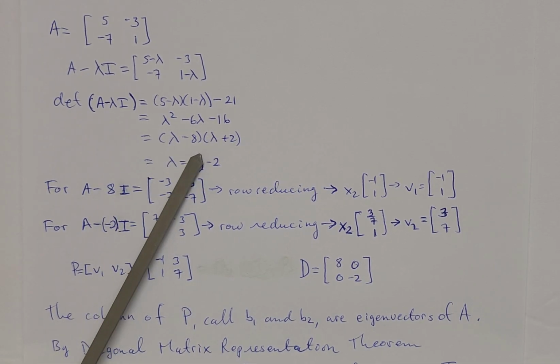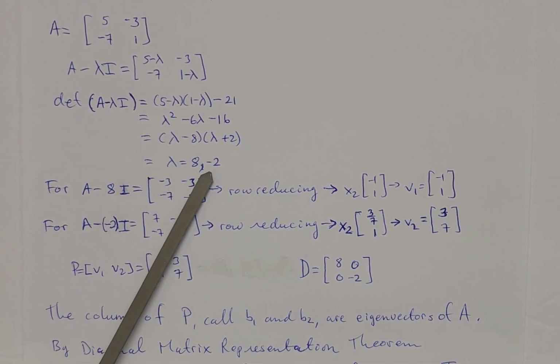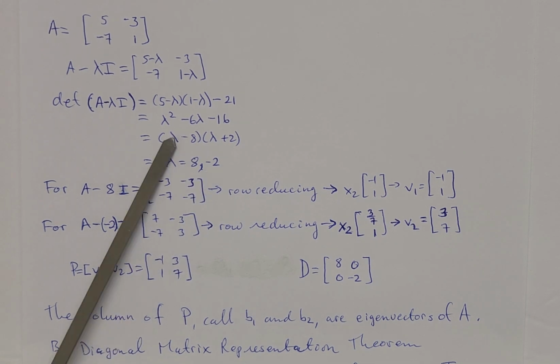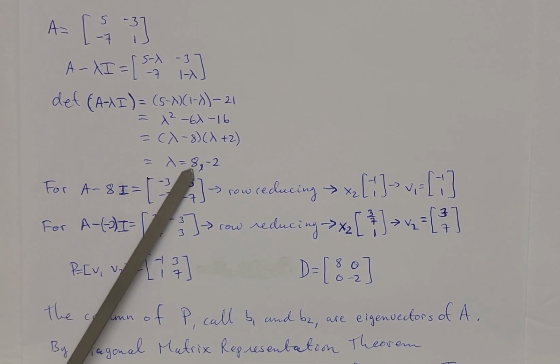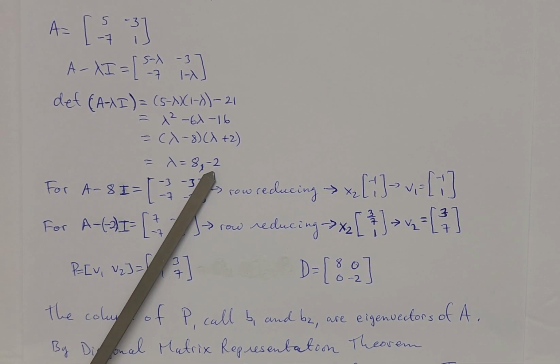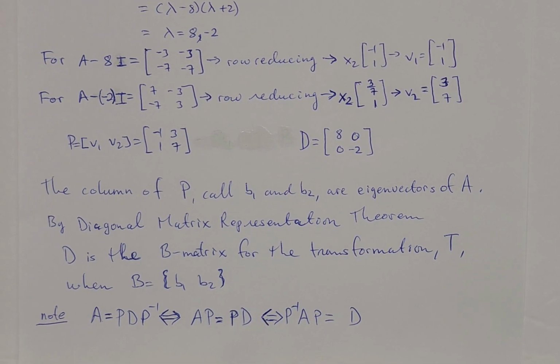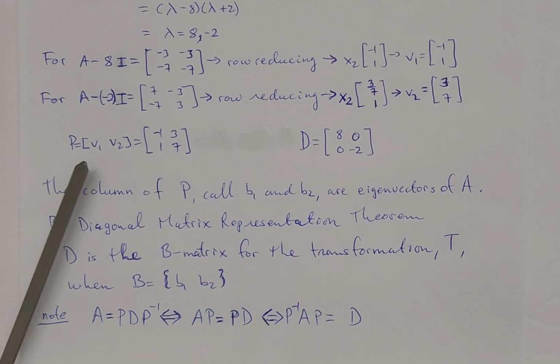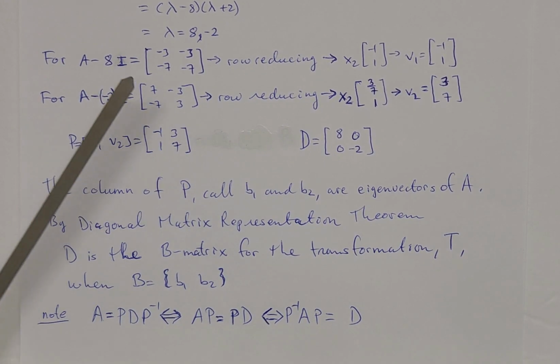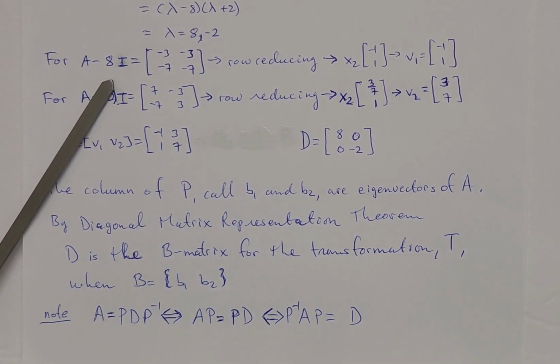After that, factor it out and find the eigenvalues from the factors. So the eigenvalues here are positive 8 and negative 2. Next, you will use the eigenvalues to find the basis for each eigenvalue.